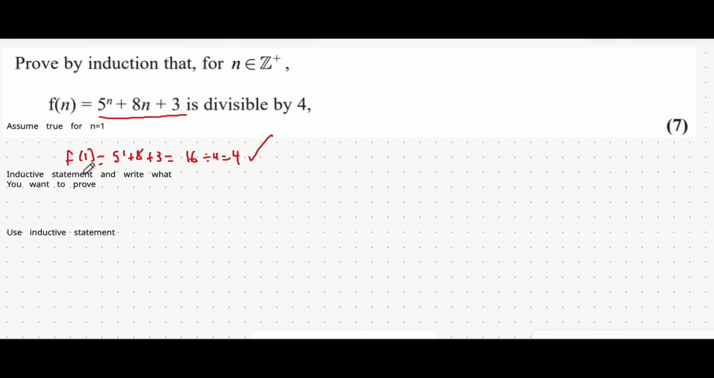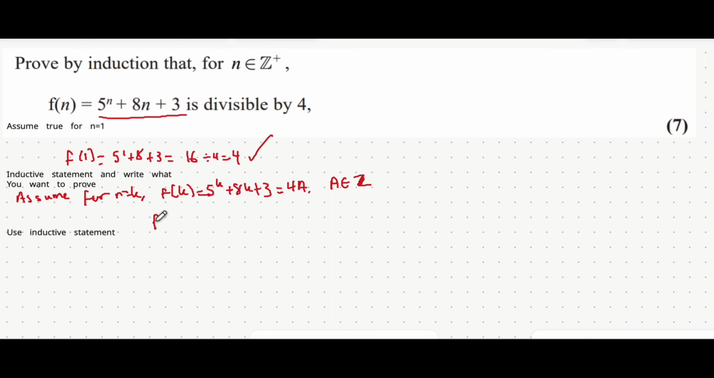Now we're going to write an inductive statement, which is saying that we're going to assume that when n is equal to k, this whole expression is also true. The fact that f of k equals 5 to the power of k plus 8k plus 3 is divisible by 4. We're going to write that out and represent it as equal to 4A, where A is an element of integers. That just means that A in general is an integer, and if all of this expression is a multiple of 4, then that proves that it's divisible by 4.